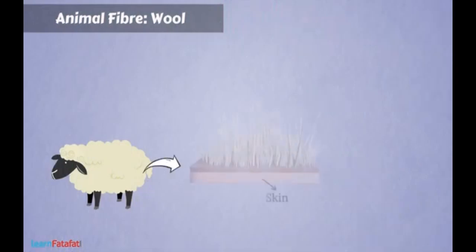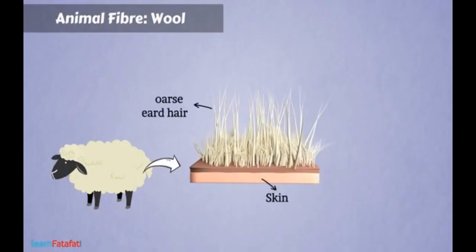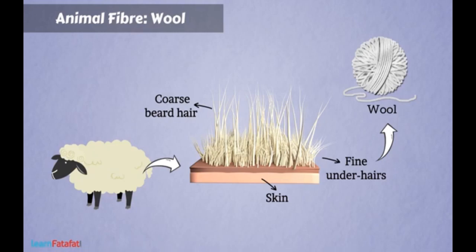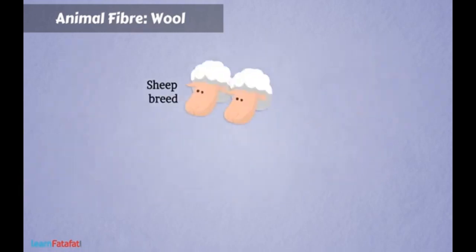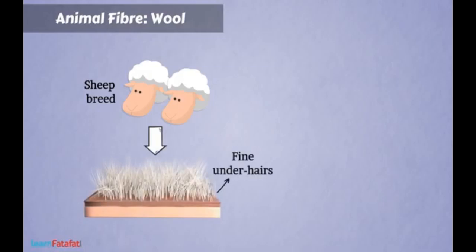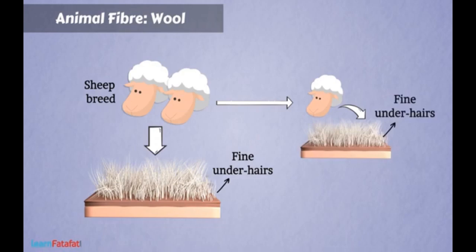Basically, the skin of sheep have two types of hairs, coarse beard hair and fine soft underhair located close to skin. Wool is obtained from fine underhairs of sheep. There are some breeds of sheep which have only fine underhair. If we select parents which produce only soft underhairs, then they give birth to a sheep which will have only soft underhairs. So, it is possible to produce organism with desired characters by selecting the parent of similar characters such as soft underhair. The process is called selective breeding.